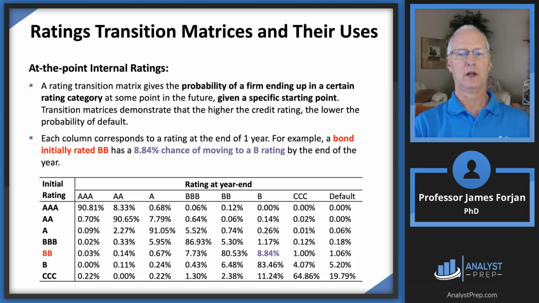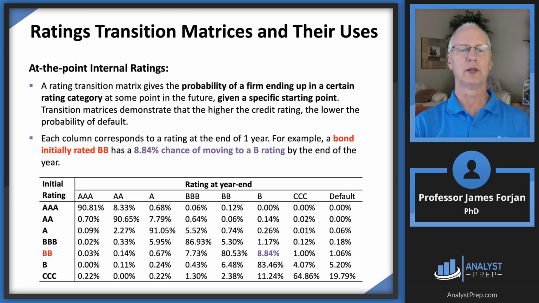So I highlighted one there. Let's go ahead and look at the BB rated bond. I've got the red over there, and then BB across the top. Let me just round 80.53 to 80% there. What that means is that if we start out with a BB rating at the beginning of the year, we have an 80% chance of maintaining that rating by the end of the year. Then let me round again, going up or down. We have an 80% chance of staying where we are, but we have about an 8 or 9% chance of being downgraded to B, and about an 8% chance of being upgraded to BBB. And so that's how you read this matrix.